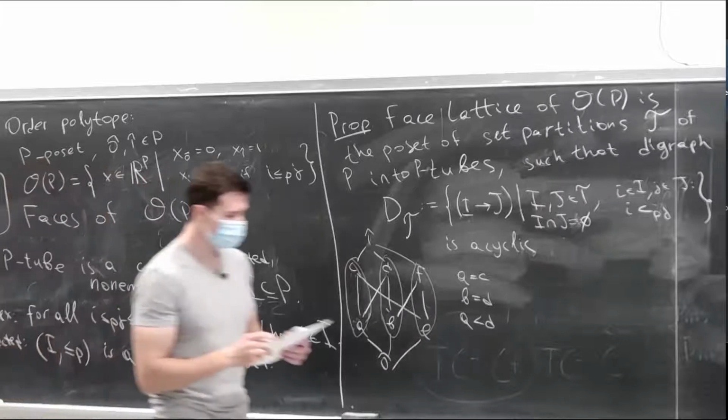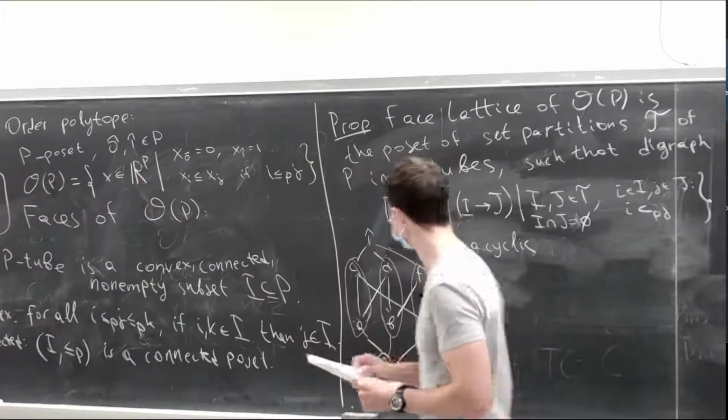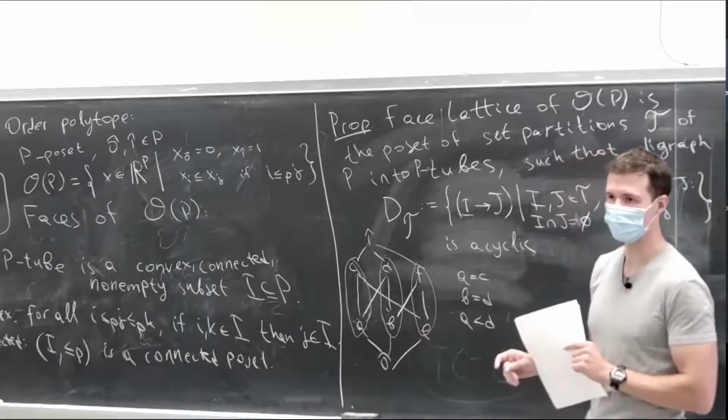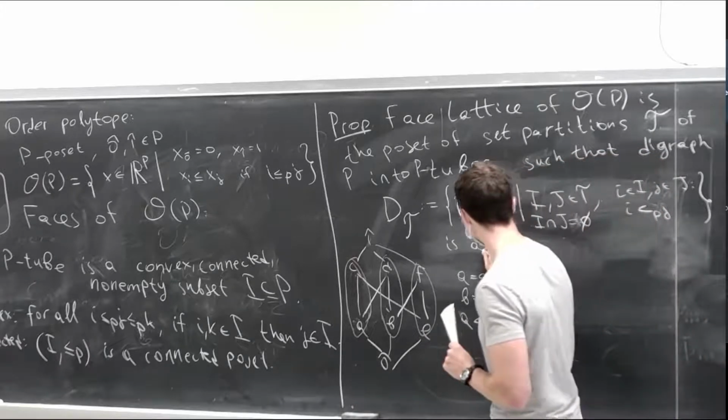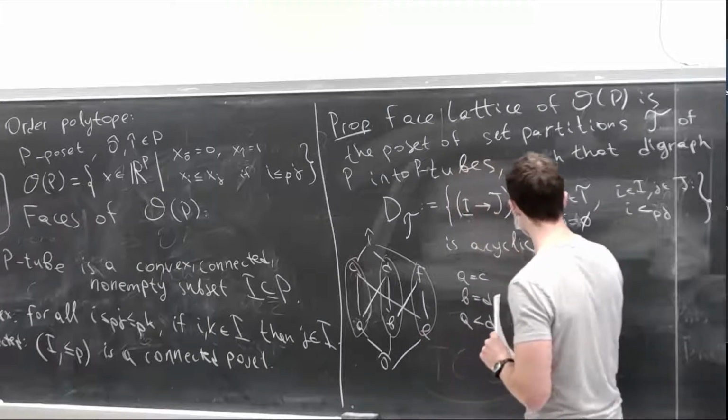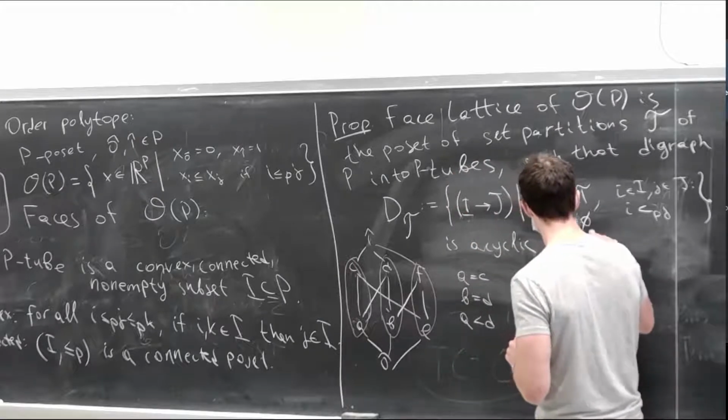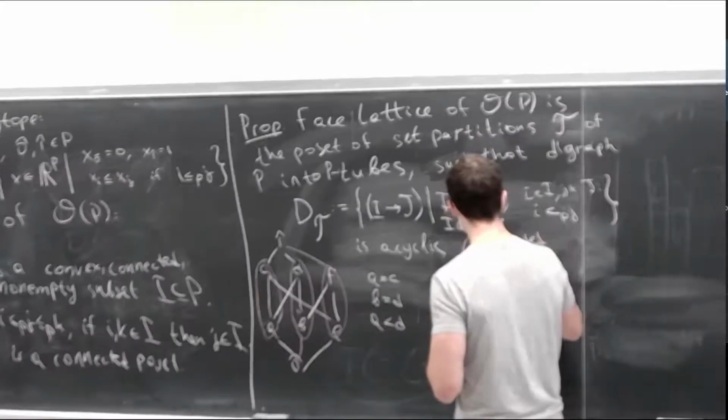Yeah, okay, so actually, I want this graph to be acyclic. Yeah, there are no directed cycles.